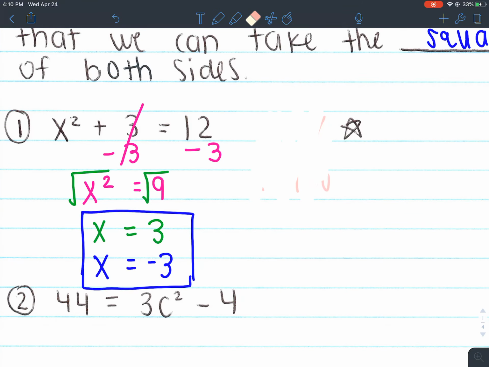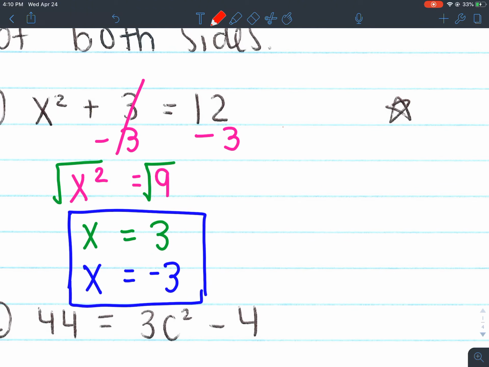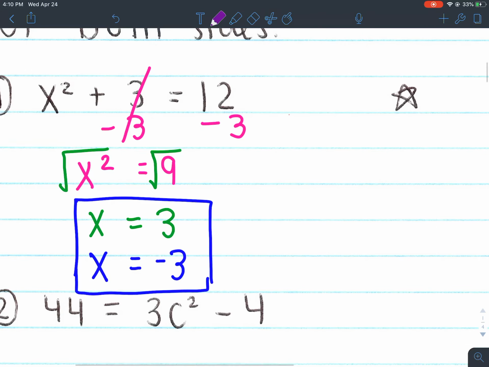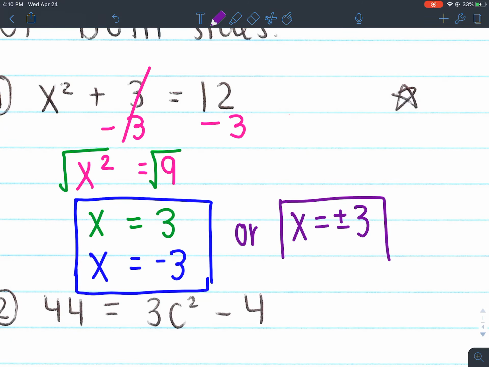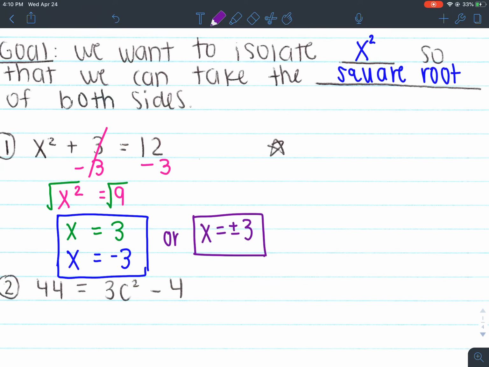Okay? Go ahead and erase that. Another way to write this, if you want to write it a different way, you could also write x is equal to plus or minus 3, positive or negative 3. Okay? Two solutions when you square root.